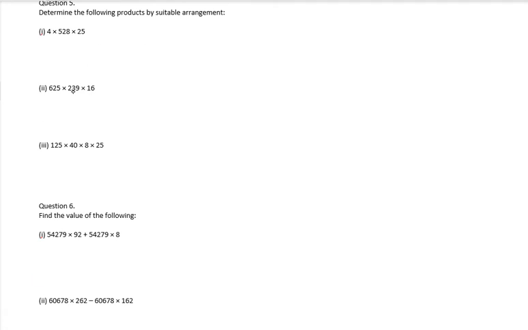Coming to the next question, number 5. Do the product using suitable rearrangement. Now in addition, we do the rearrangement such that we get 0 at the end. So for multiplication also a similar rearrangement has to be done, but I am giving you some hints. You can copy it down.